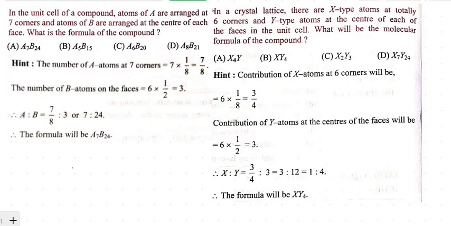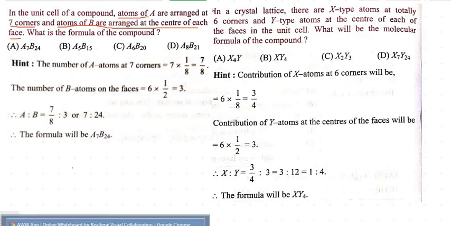First question says, in the unit cell of a compound, atoms A are arranged at 7 corners and atoms B are arranged at the center of each face. Now this is an FCC crystal where you can find the corners and faces are occupied. They ask what is the formula of the compound.